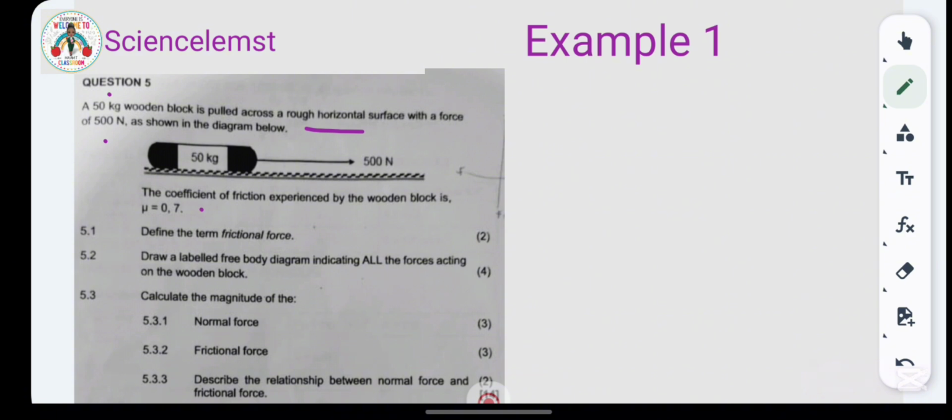Okay. Now let's look at the question. Define the term frictional force. Now they are not specifying whether they want kinetic or static. They're just saying define frictional force. So the definition that we're going to use here is what? Frictional force is a parallel force to the surface that opposes the motion of an object and acts in the opposite direction. So 5.1 is basically the definition that we just stated right now.